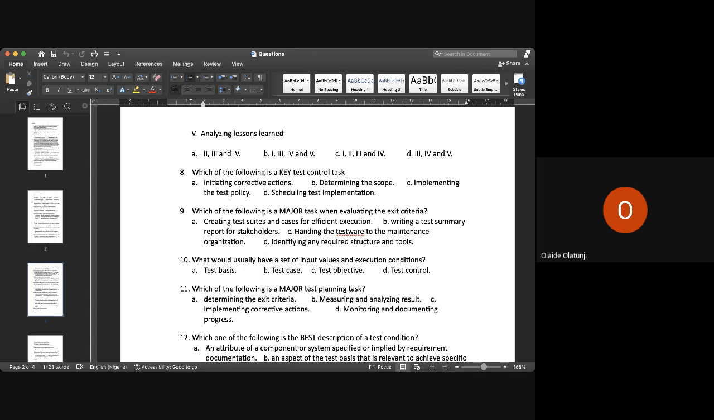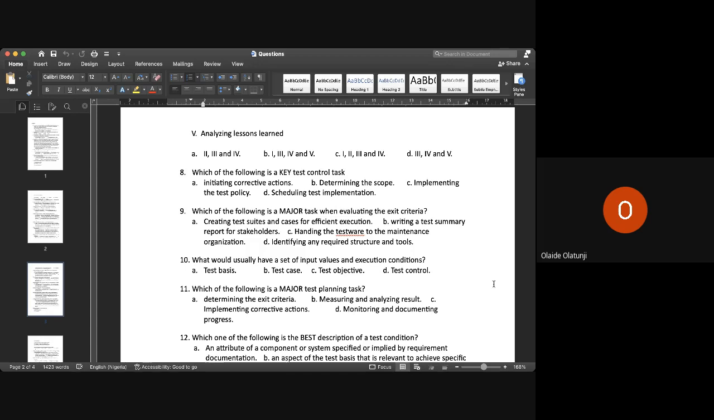What you picked is an entry criteria. Exit. Is it writing a test summary report for stakeholders? Mm-hmm. That's the answer.